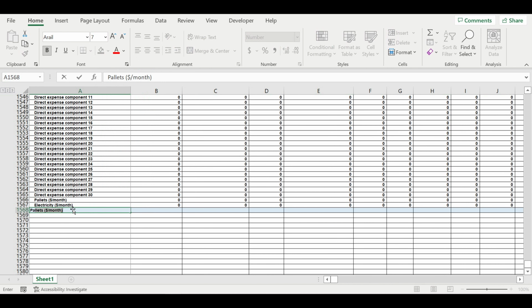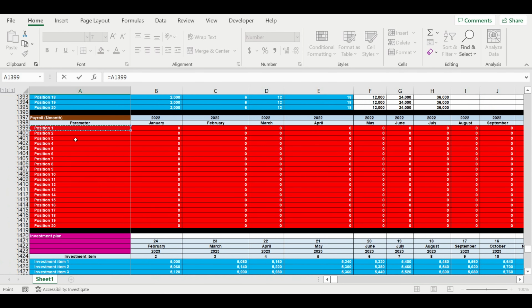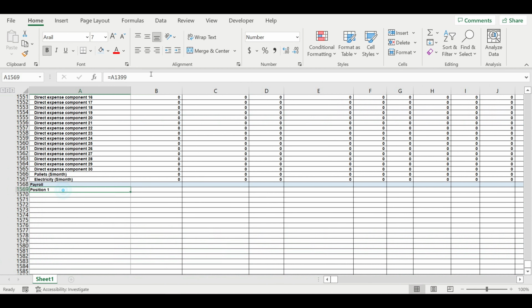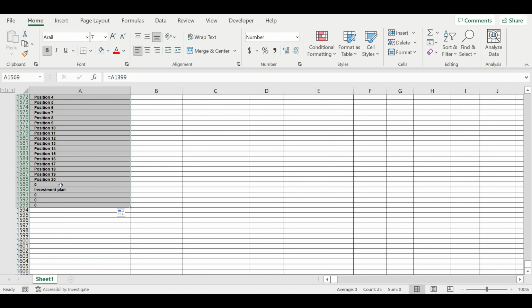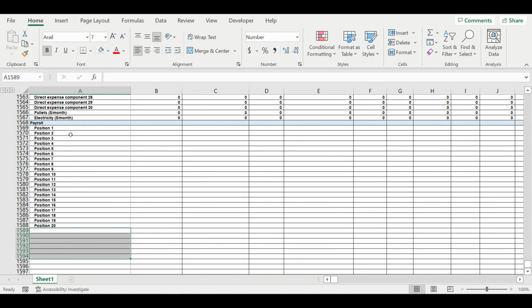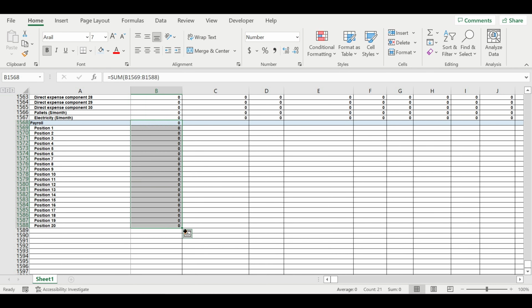Then we are moving to payroll. So here it is. I will create totals, then I'll extrapolate it.